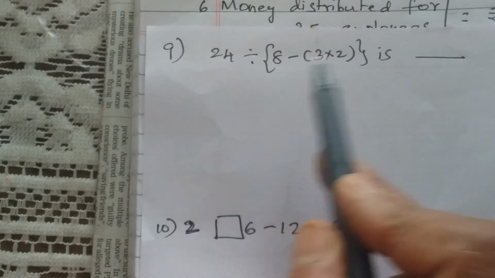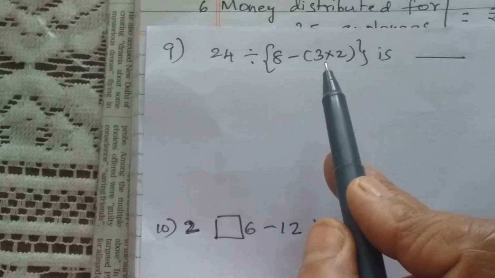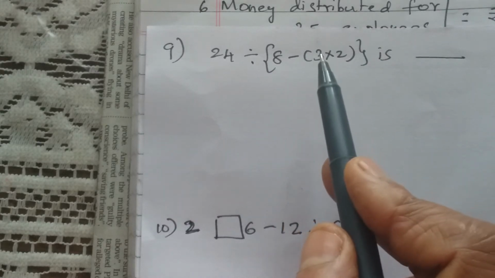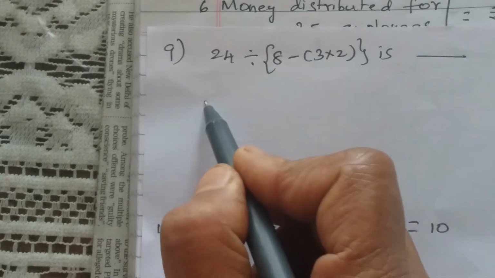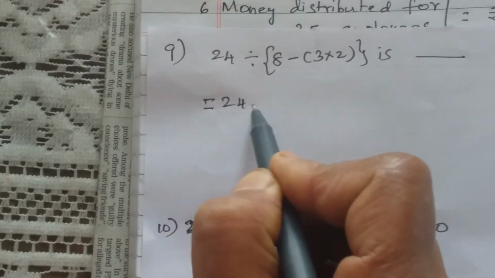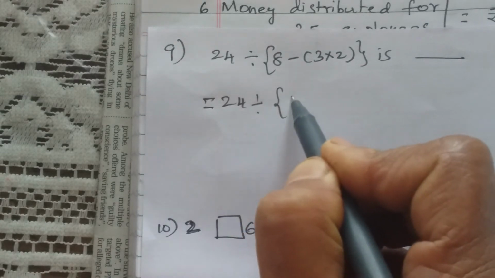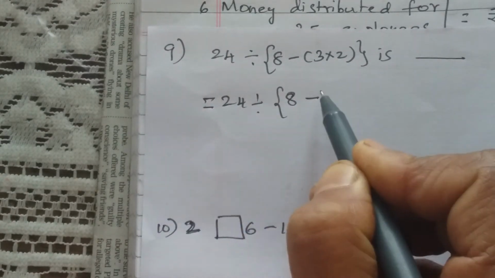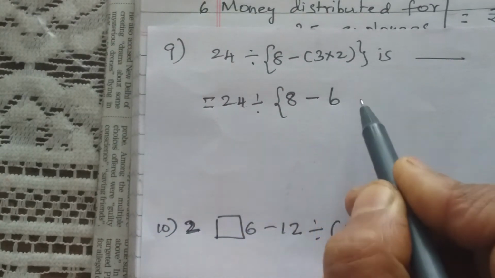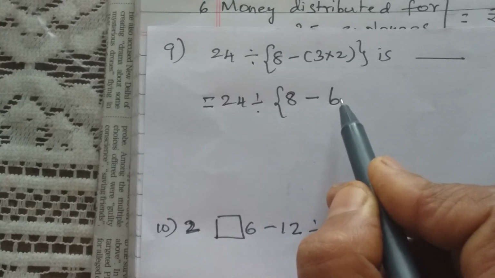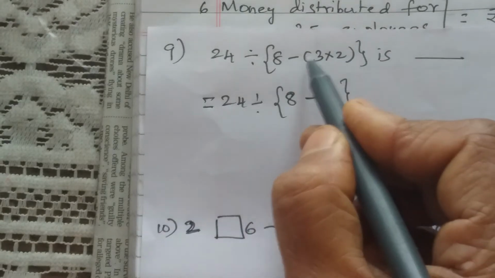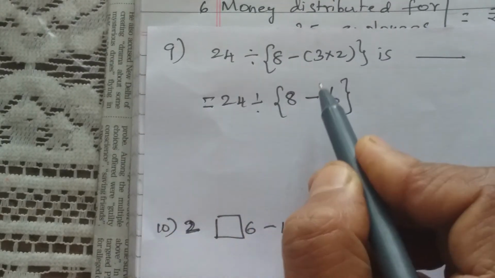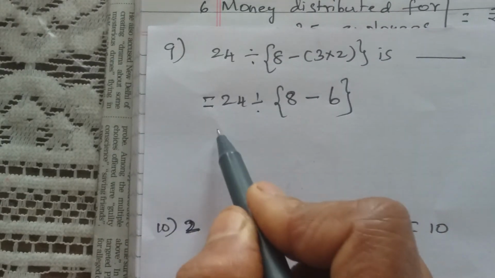So how many brackets? There are 2 brackets. Which bracket will you do first? Yes, the innermost. Which is the innermost bracket? 3 into 2. And what to do with the rest of the numbers? As it is down. So 24 divided by, open bracket, 8 minus 3 2s are 6. That bracket is over. So it is not necessary to put the bracket now. Now the close bracket 6. That's all. 2 operations become 1 operation, and the 1 bracket, the innermost bracket, is removed.